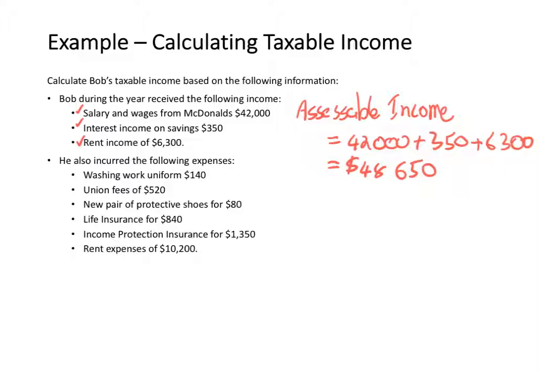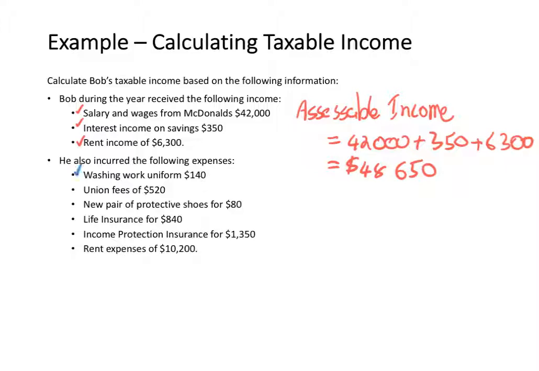Now we've also been given information on what expenses Bob has incurred during the year. So if we have a look at those expenses, washing work uniform of $140, union fees of $520, new pair of protective shoes for him to wear at McDonald's of $80, life insurance for $840, income protection insurance for $1,350, and rent expense relating to his rental income of $10,200. So let's have a look and see which one of those we can include in Bob's allowable deductions.